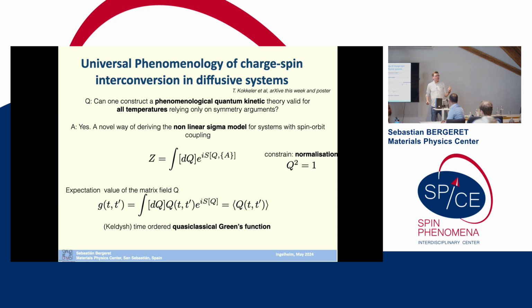And what is interesting is that the expectation value of this Q, of this slowly varying field, is nothing but the quasi-classical Green function. So if we can construct such an action and minimize it, we will get a famous equation, which is called the Usadel equation, or in the normal case, the diffusion equation, with all the ingredients we want to have, spin-orbit, and all the effects that we discovered just based on symmetry.